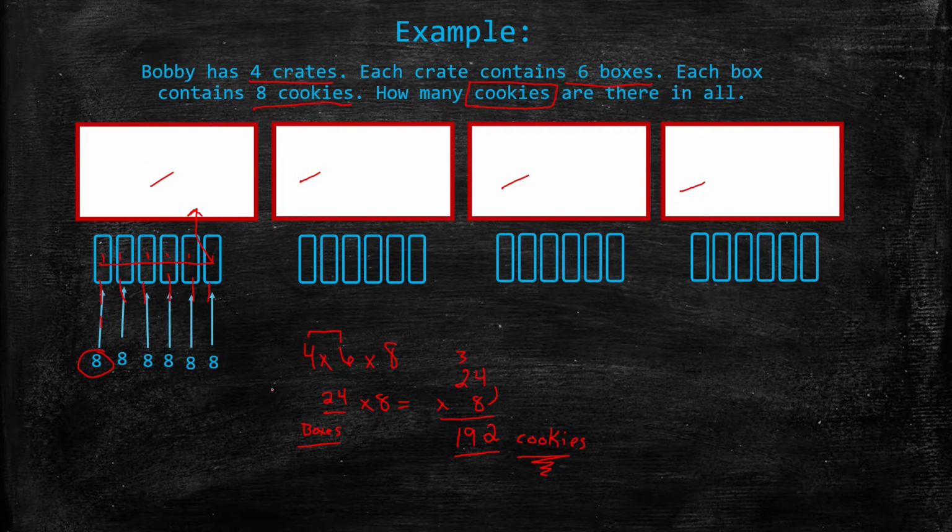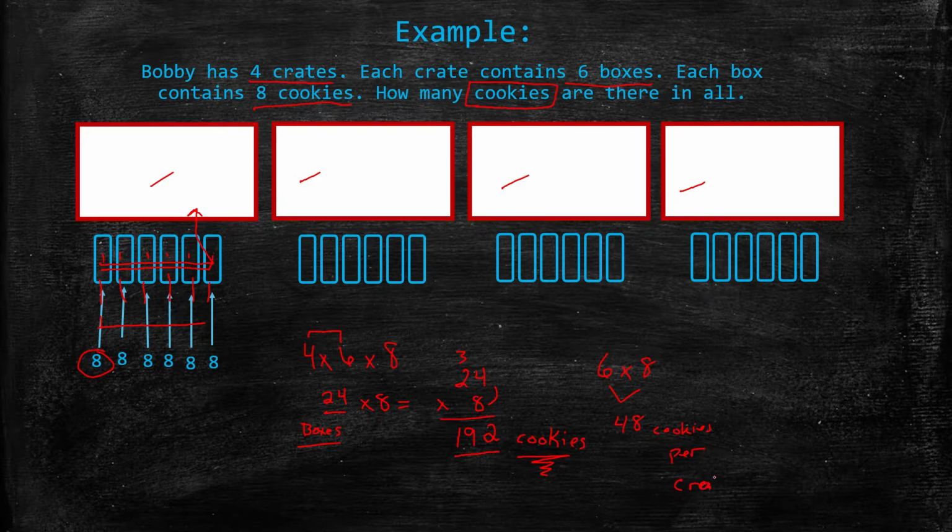Now, we started off with the 4 times the 6. Here's another way to do it. You can find out how many cookies are in each crate. You're going to get the same answer. So, if you have 6 boxes in each crate, and there's 8 cookies in each, you could go 6 times 8. That's going to give you 48 cookies per crate.